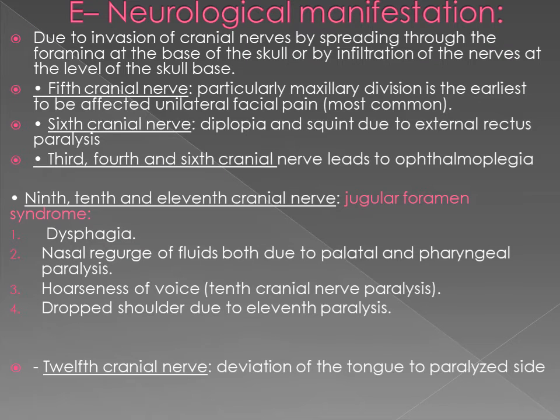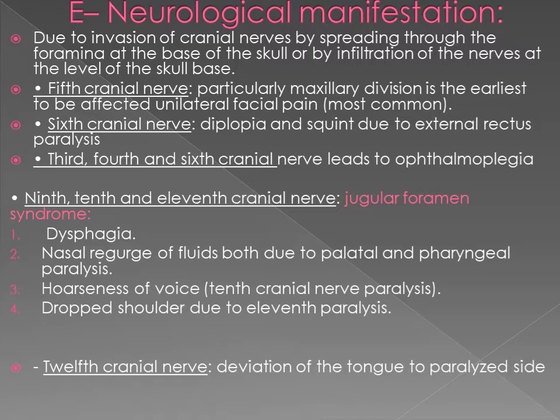The neurological manifestation, usually it's the most disturbing red flag that we find. Mostly this happens due to invasion of the cranial nerve either by spread of the malignancy through the foramina at the base of skull, or by infiltration of the nerve at the skull base. Sometimes spread might be through the nerves. Sometimes it's called perineural spread.